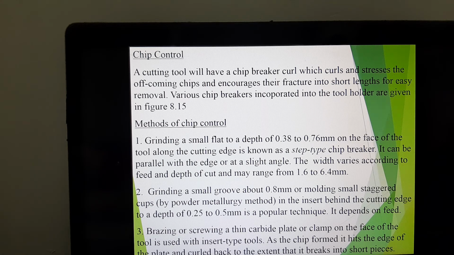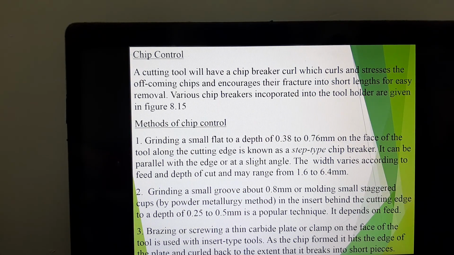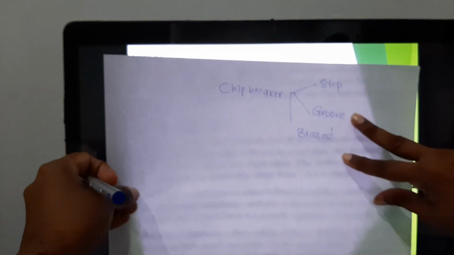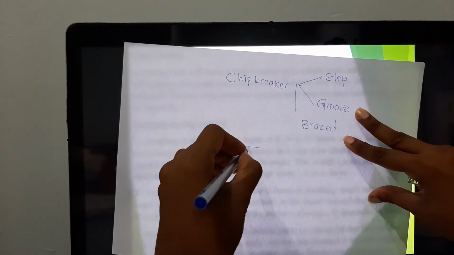Okay, how does that happen? Let me show you, yeah? Okay, so you have three types of chip breakers. You have the step type chip breaker, groove type chip breaker, and you have the brace type chip breaker. Okay, so you have the step type, groove type, and the brace type. What is a step type chip breaker? Okay, so if you look at it, step type is when you have your cutting tool.